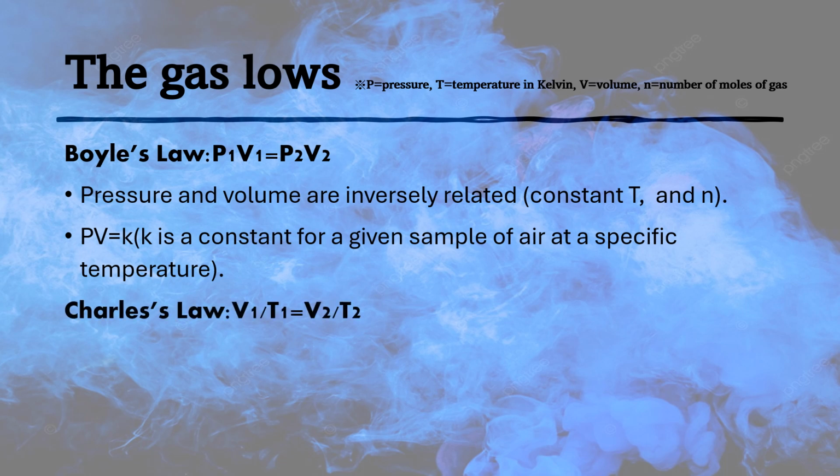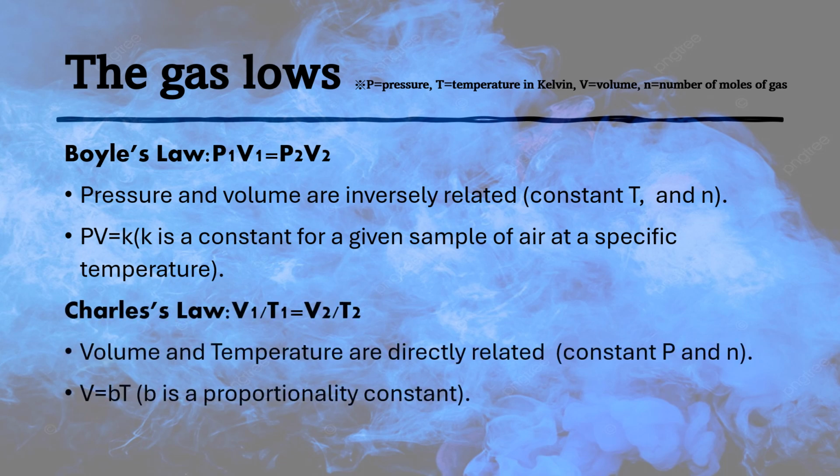Moving on to Charles's law. Charles's law tells us that V1 divided by T1 equals V2 divided by T2, with constant pressure and a fixed number of moles. Temperature and volume are directly related. The formula V equals BT expresses this relationship, where B is a proportionality constant. That concludes my second point.